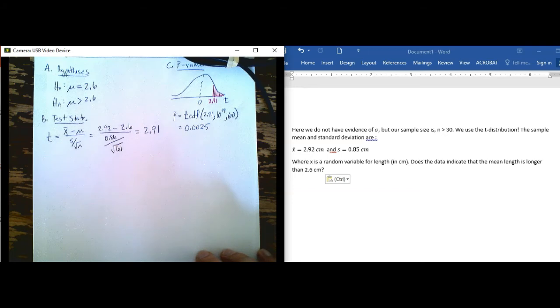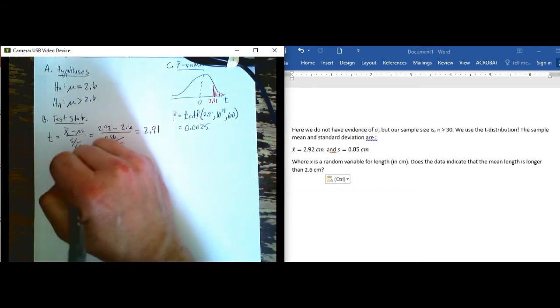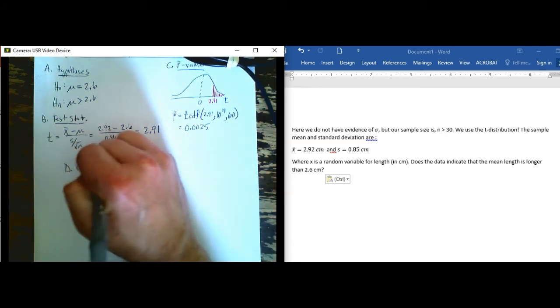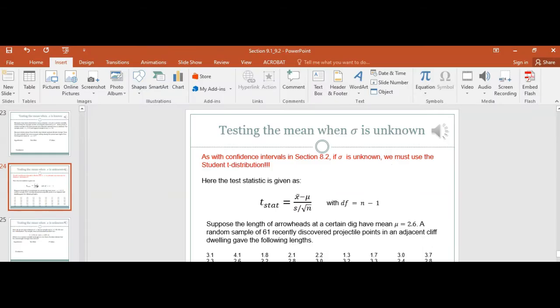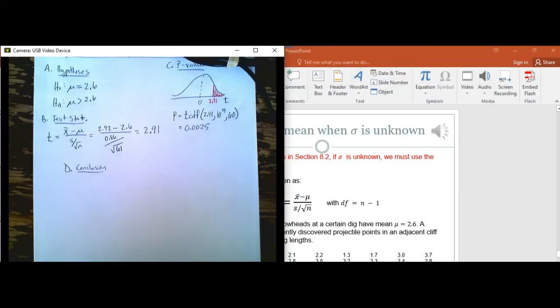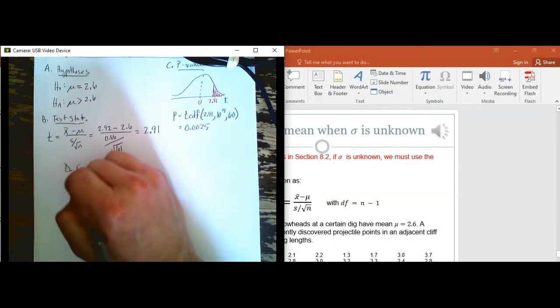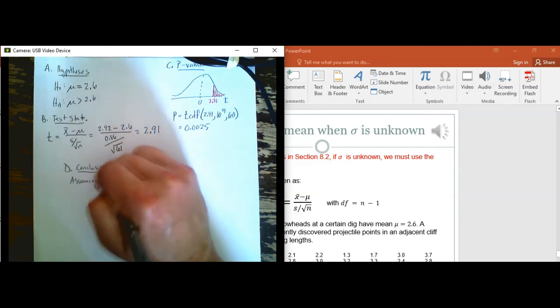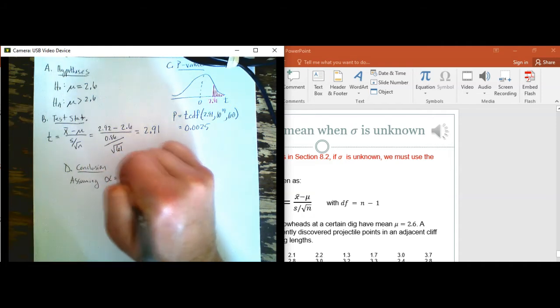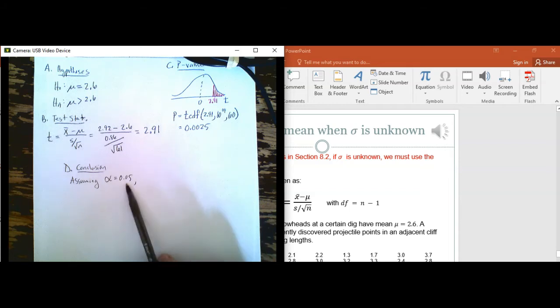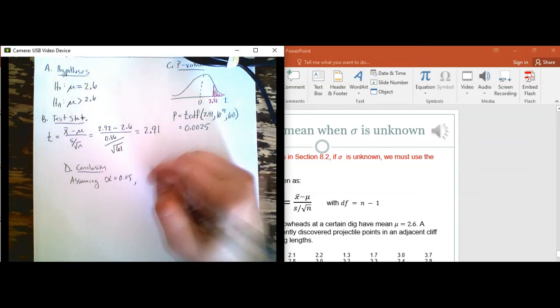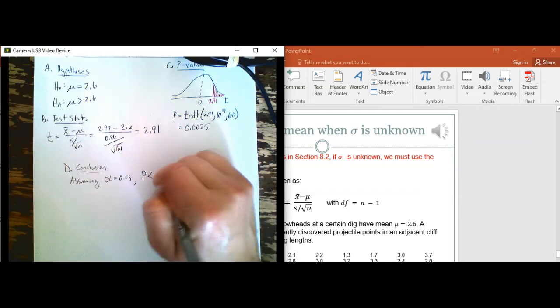Part D deals with our interpretation of our results, so the conclusion. Did we specify an alpha level? It doesn't look like it, so let's just use 0.05. So assuming alpha equals 0.05, how does our p-value compare to alpha? Well, it's smaller this time. P is less than alpha.